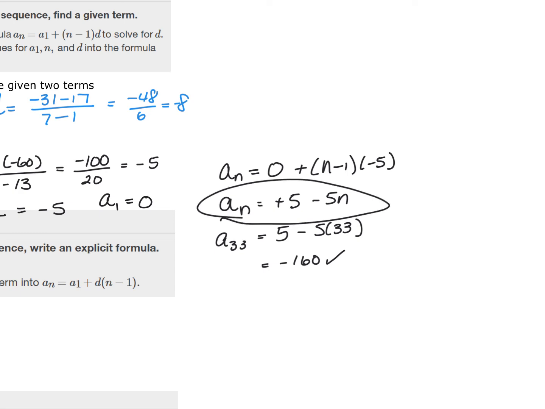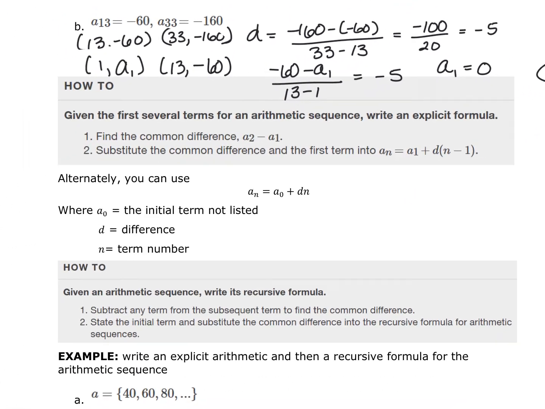And I did that by using the algebra that I learned in Pre-Calc 1.